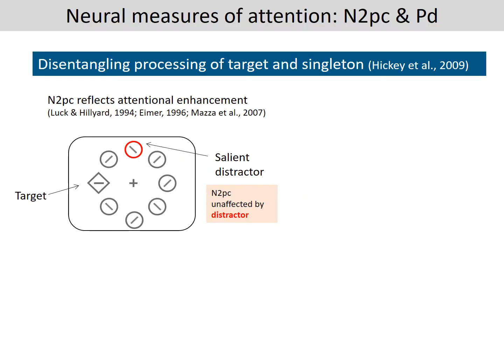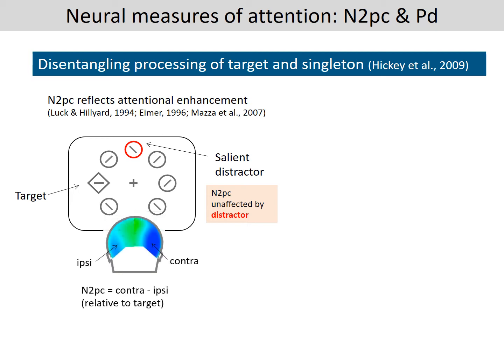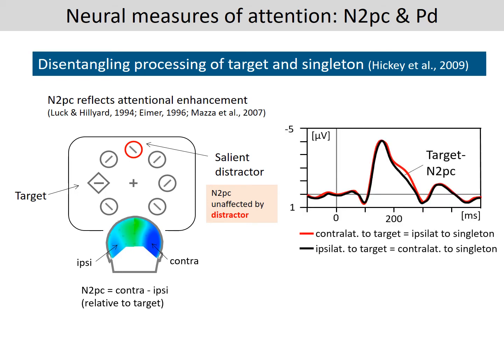An important advancement to measure attentional suppression has been made with the systematic lateralization of targets and distractors in visual search tasks that was brought forward in a seminal study by Hickey and colleagues in 2009. First of all, when a target is presented laterally, it elicits an N2pc, that is a negativity contralateral to the target, and this N2pc reflects how much and when attention is deployed to the target.